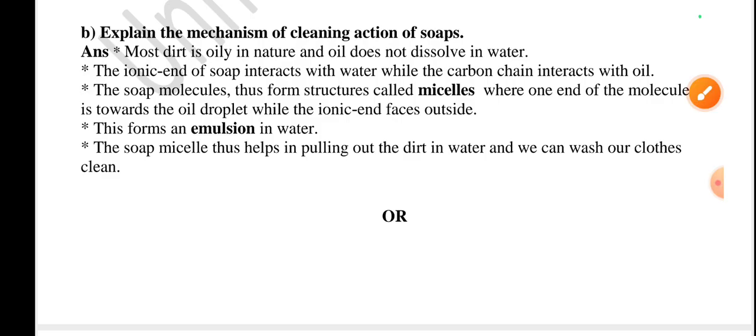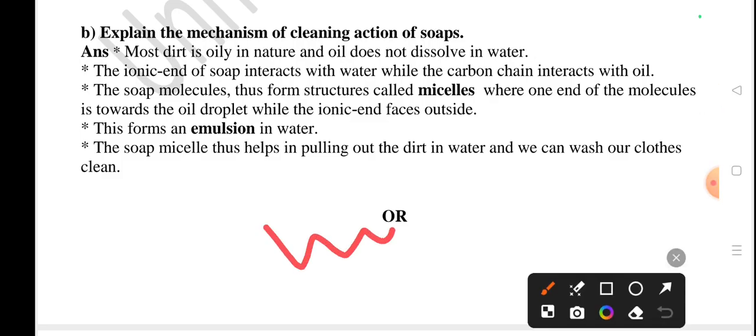Question B. Explain the mechanism of cleaning action of soaps. Most dirt is oily in nature, and oil does not dissolve in water. The ionic end of a soap interacts with water while the carbon chain interacts with oil. The soap molecules thus form a structure called micelle.